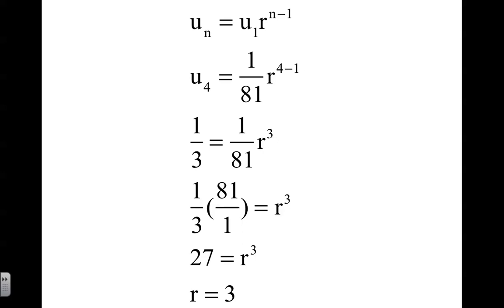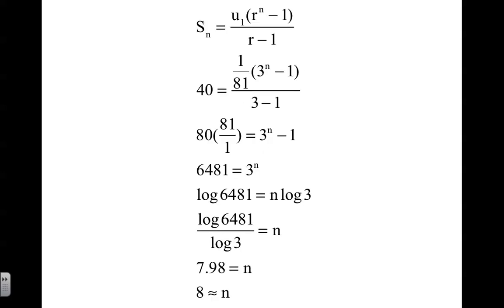Now, part B asks us to find the smallest value of n for which Sn, which is the sum of the terms in a sequence, is greater than 40. So, we can just sub in 40 for Sn and then round up to find the whole value for n. We can just use the geometric series sum equation for this. So we get Sn equals u1 times (r^n - 1) over (r - 1).